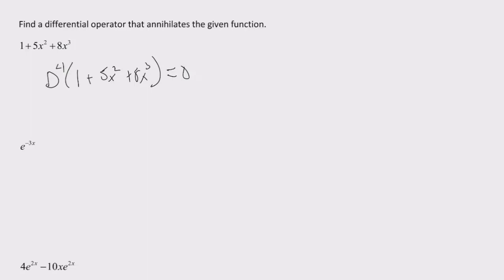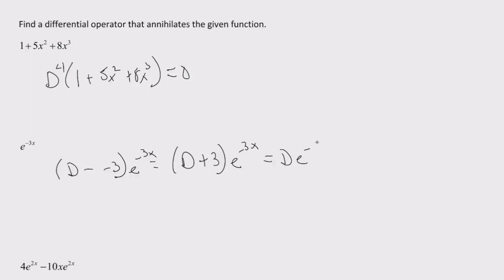What about e to the negative 3x? Okay, that would be the second case that we looked at. So I need a d minus alpha, which in this case would be negative 3, applied to e to the negative 3x. So I'll simplify that real quick: d plus 3, e to the negative 3x. Let me walk through why this works the way it works.